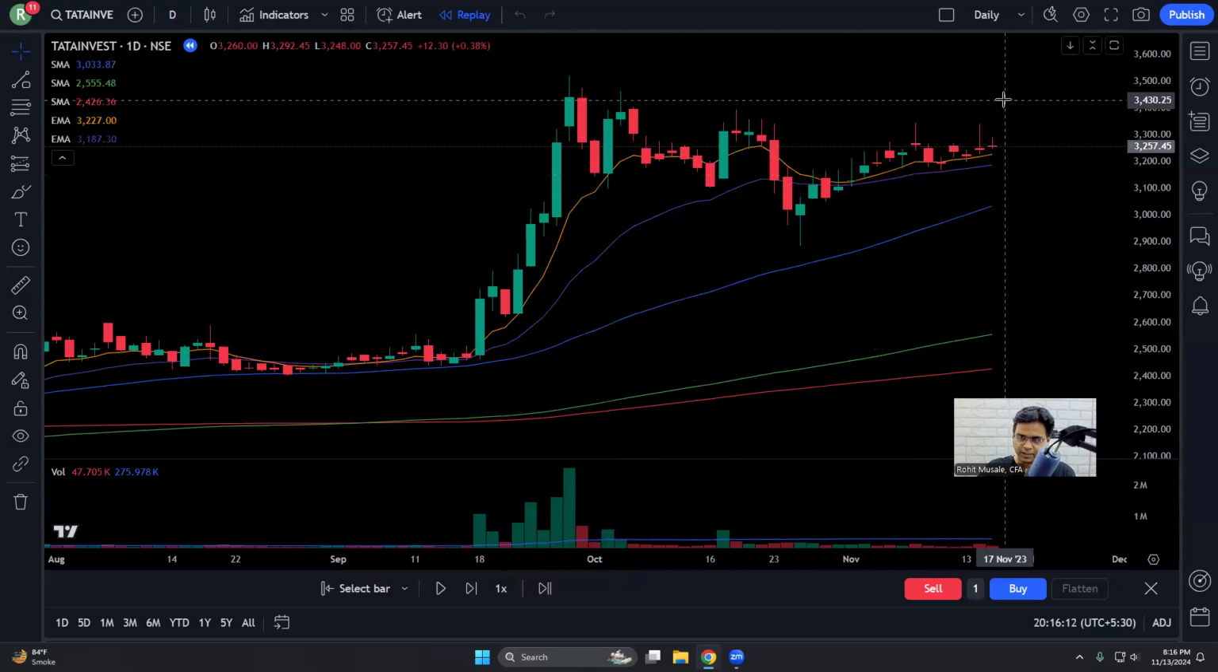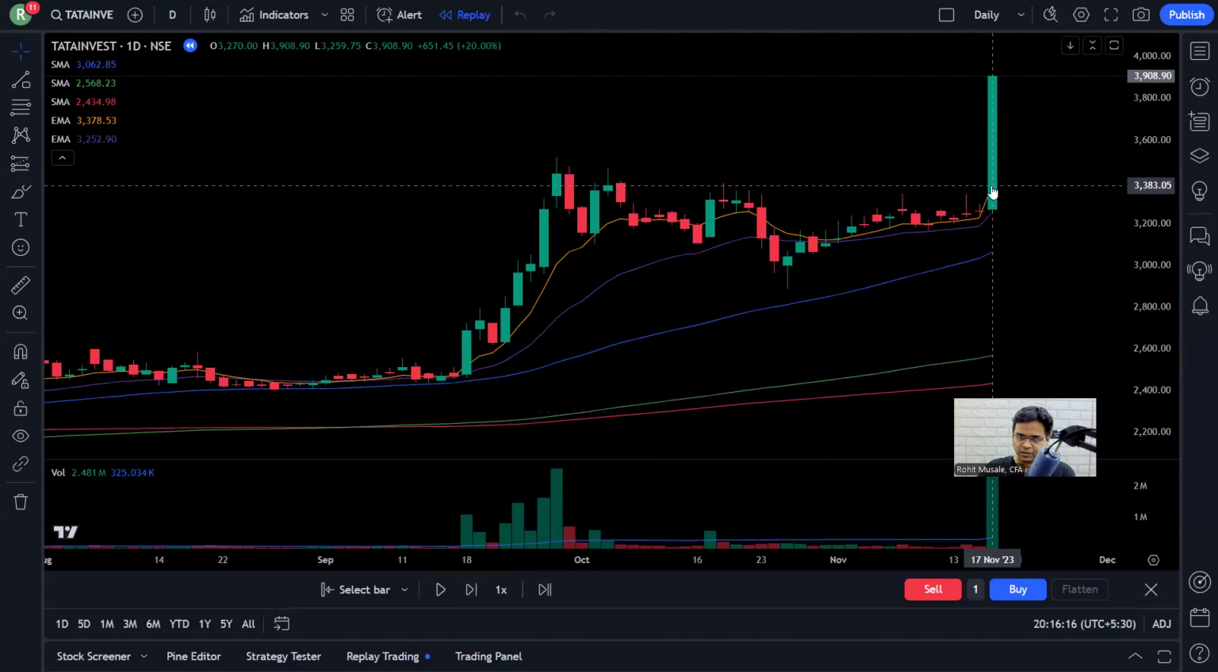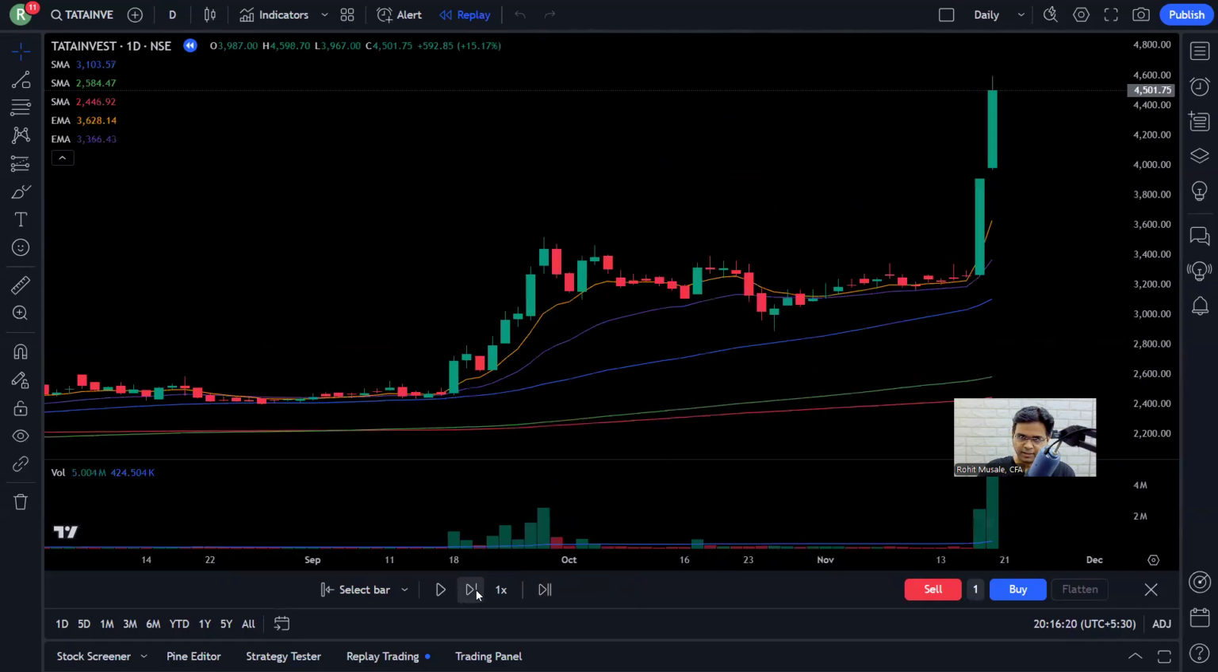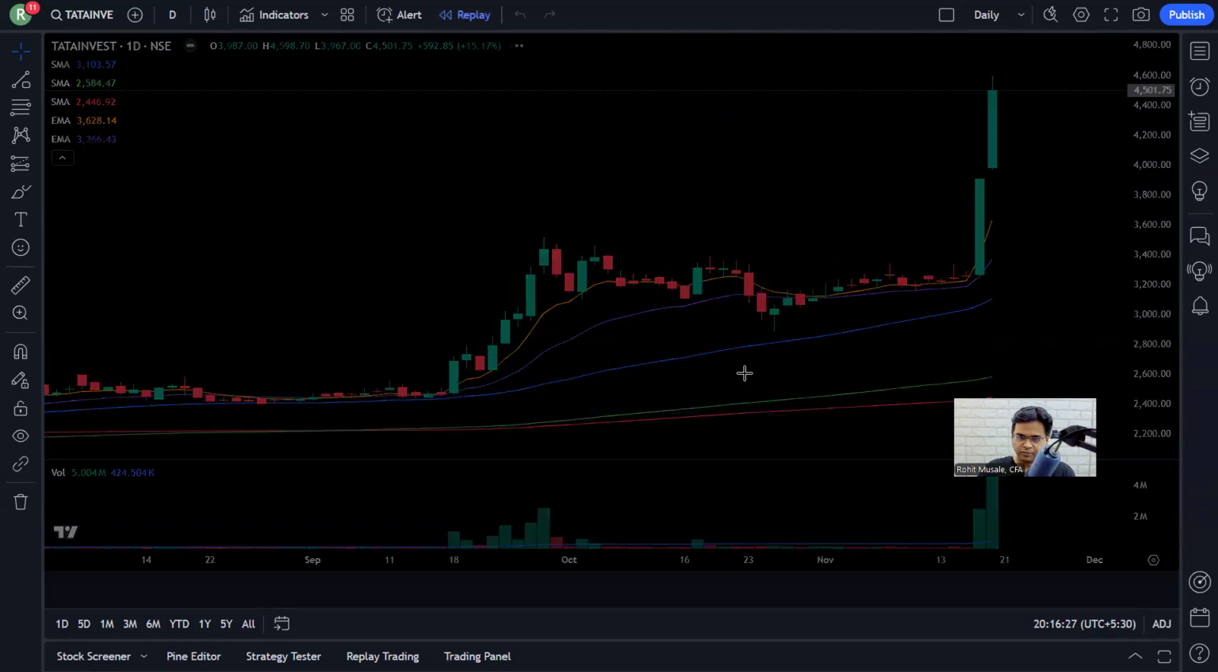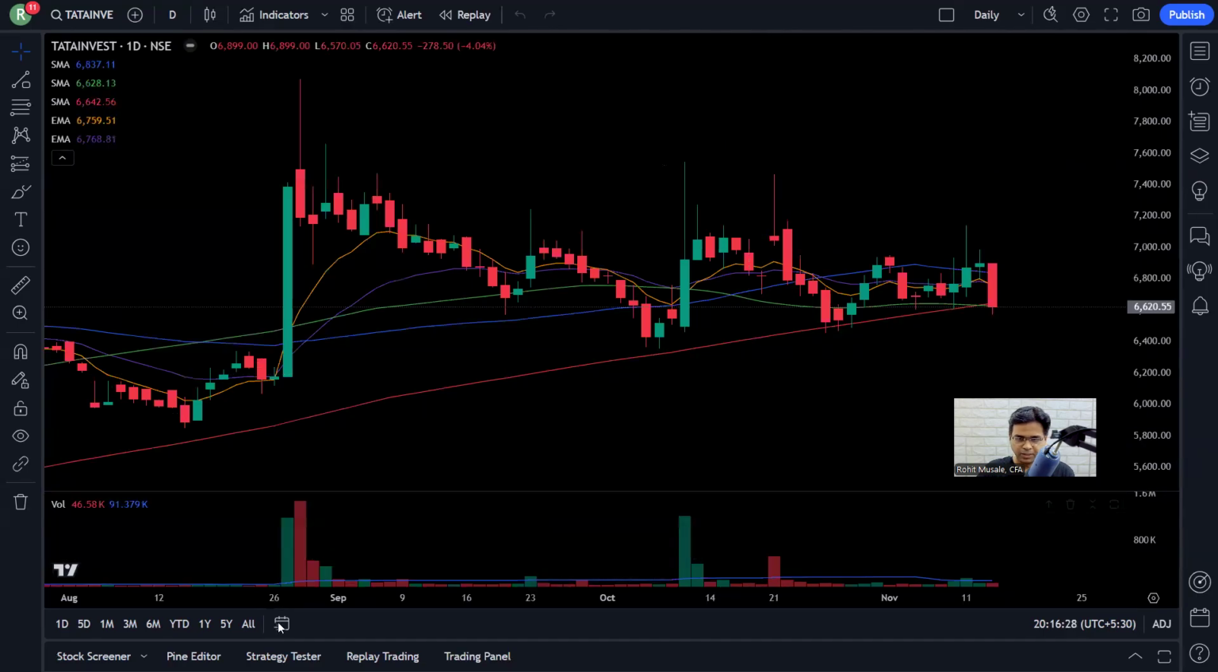After this, you need a high volume breakout, which comes like this. See, huge breakout came, 20% up in a single day, and the next day, another 15% up. But let me hide that for you. Let us not get ahead of ourselves. Let us first understand the base.